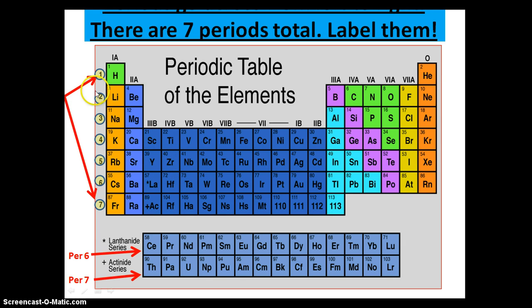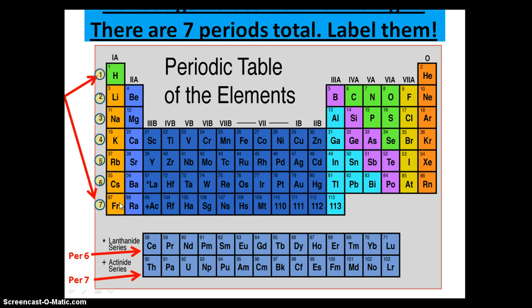If you take a look here, period 1 starts here and actually goes across to helium. Period 2 starts at lithium and ends over here at neon. Period 3 starts at sodium and ends all the way at argon. Period 4 starts at potassium and goes all the way across this big block to krypton, and so on. Period 5, period 6, period 7.